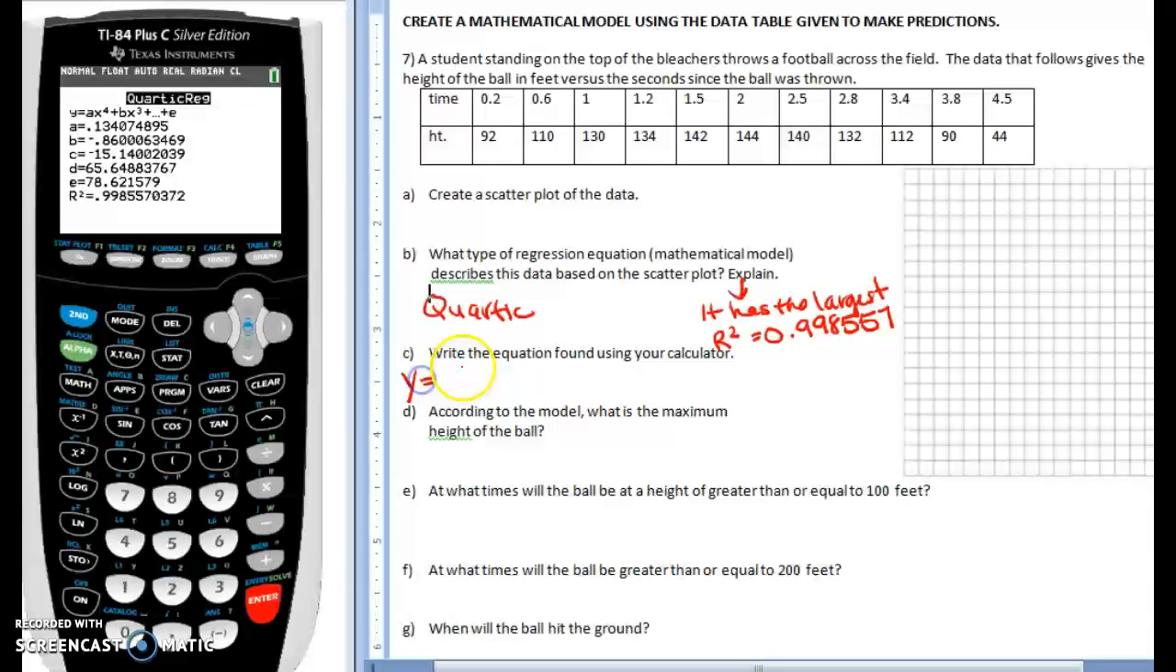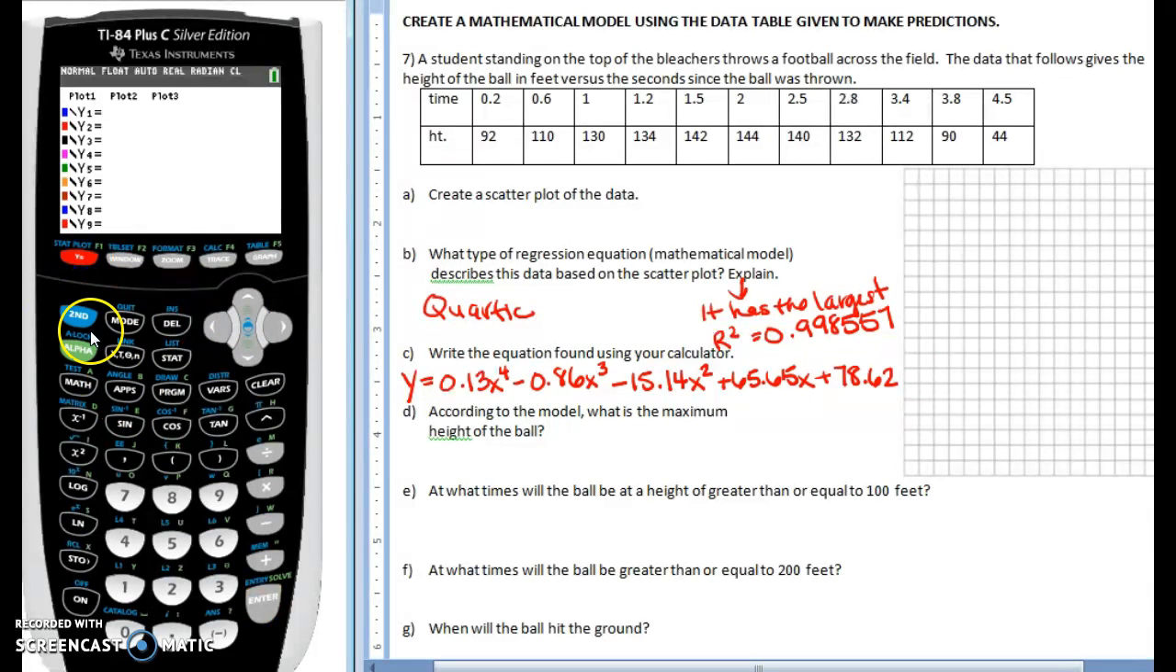So we have y equals and that is 0.13x to the fourth minus 0.86x cubed minus 15.14x squared plus 65.65x plus 78.62. So that's the equation that we found using our calculator. Now I'm going to hit y equals, and I'm going to type that into my y equals equation.